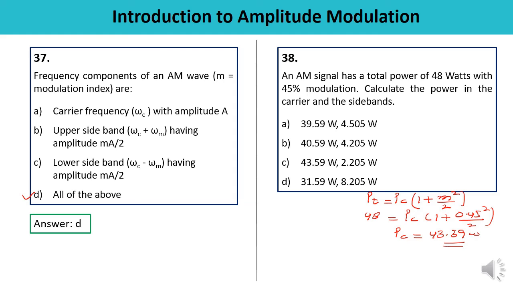And then you have to calculate the sideband also. Sideband power you know, that is Pc into m square upon 4. So you can calculate the power in each sideband and you will be getting 2.205. I have already discussed the formula for this also, sideband power. So you can see the correct option is C over here. The carrier power is 43.59 and the sideband power is 2.205.